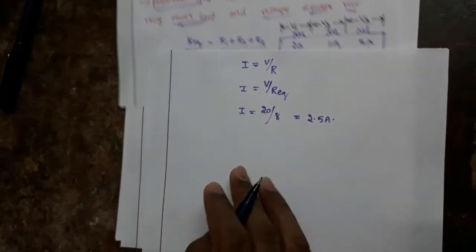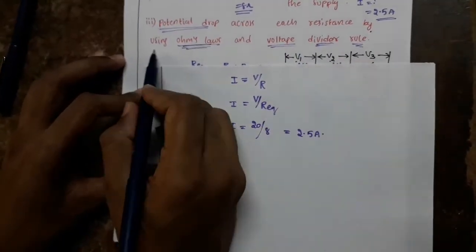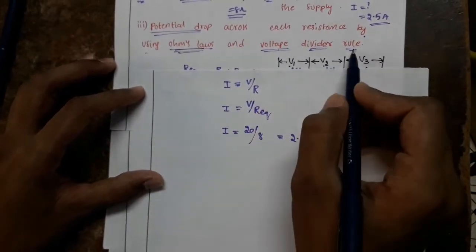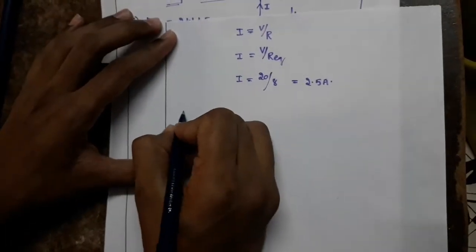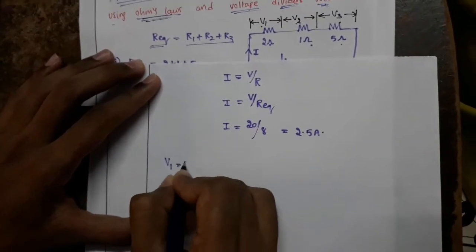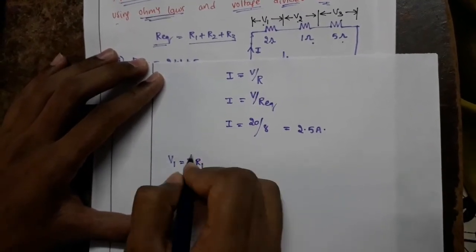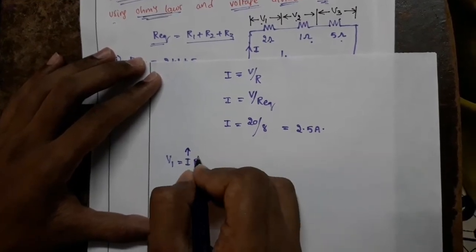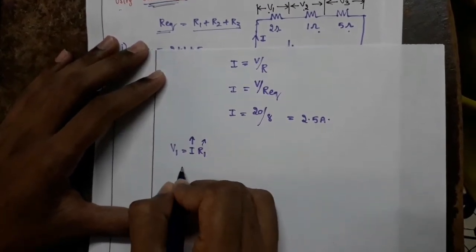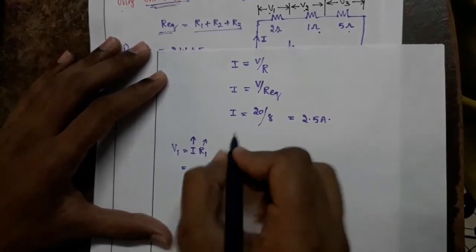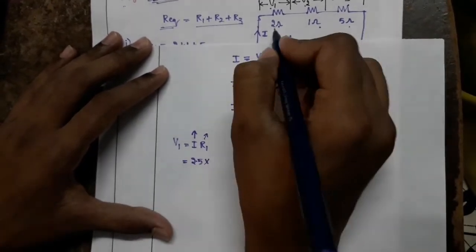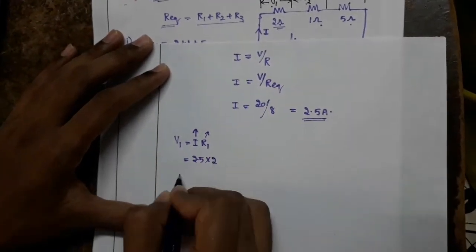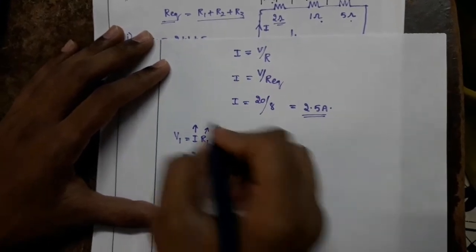And coming to the potential drop across each resistors by using Ohm's law and voltage divider rule, that is we have to find the V1 and V2 and V3. For finding V1 by Ohm's law, V1 equal to I into R1, where I is total current and R1 is resistance 1. Therefore, we know I equal to 2.5 amperes, where R1 equal to 2 ohm. Therefore, V1 equal to 5 volts by using Ohm's law.